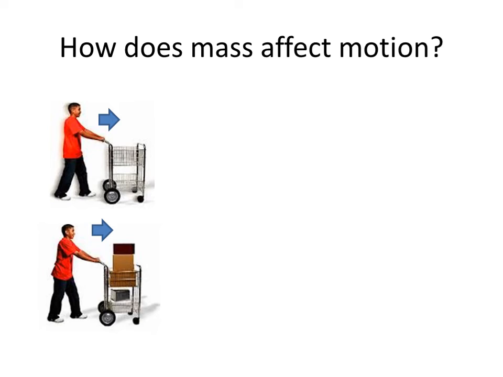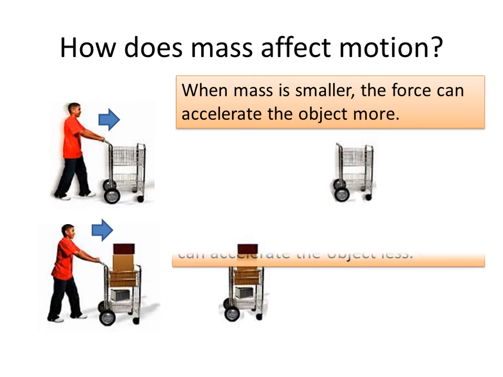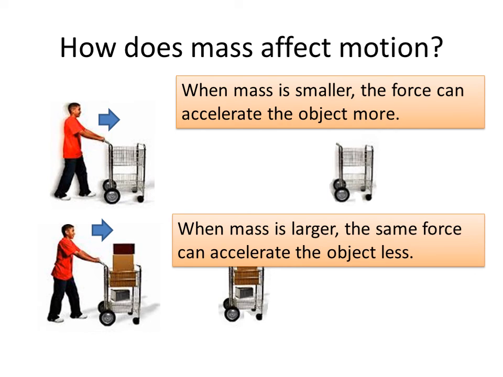Now, how does mass affect motion? When the trolley is empty, it could accelerate more. When mass is smaller, the force can accelerate the object more. If the mass is bigger, the same force can accelerate the object but less. So let's come out to a conclusion.